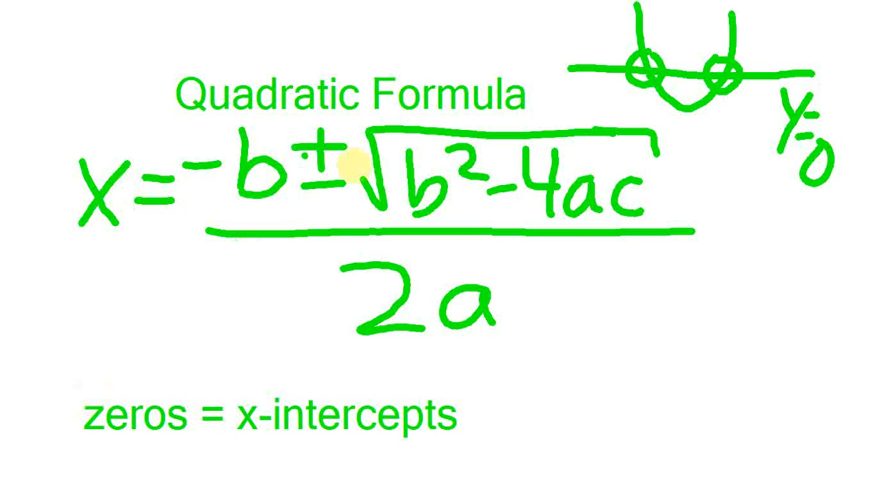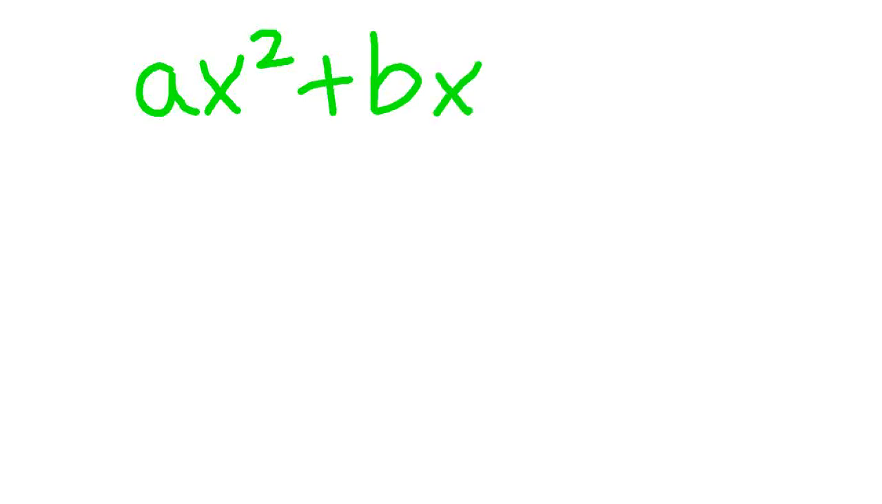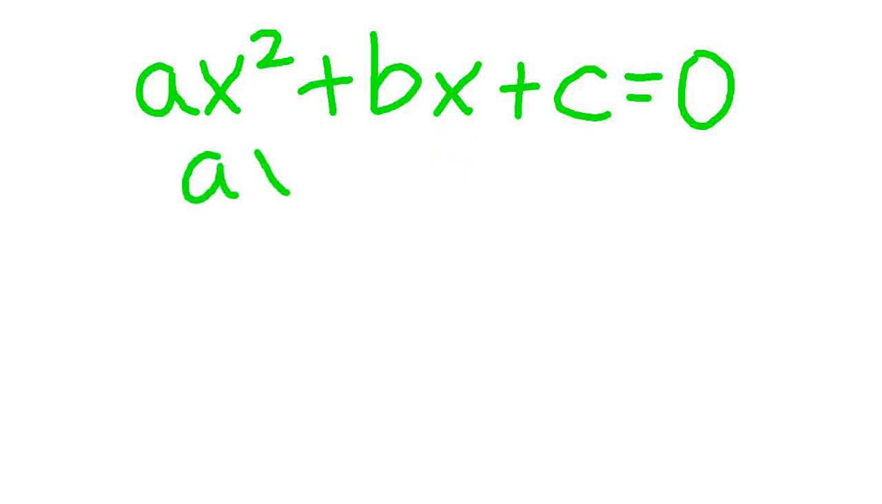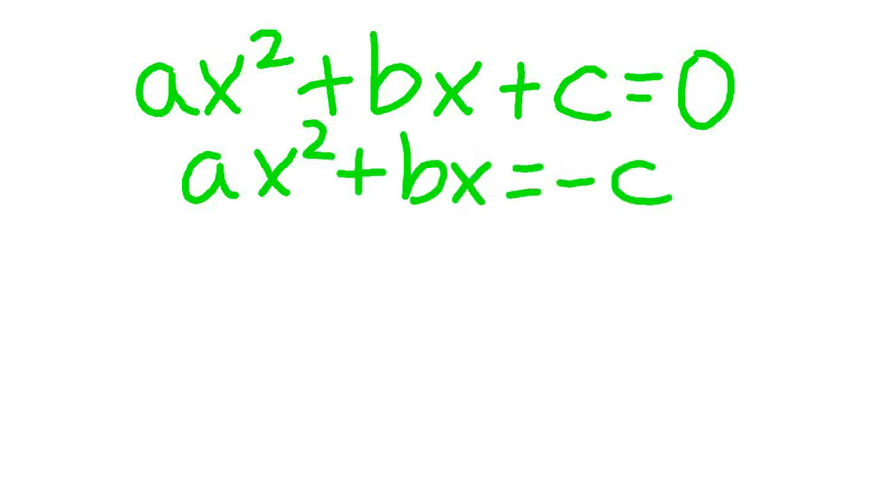Okay, where does this quadratic formula come from? Well, we can derive it. Let's say we're given a quadratic function of the form ax squared plus bx plus c equals 0. And then we want to solve for our x values. So we can move the c to the other side. Then we can factor out an a from both terms.